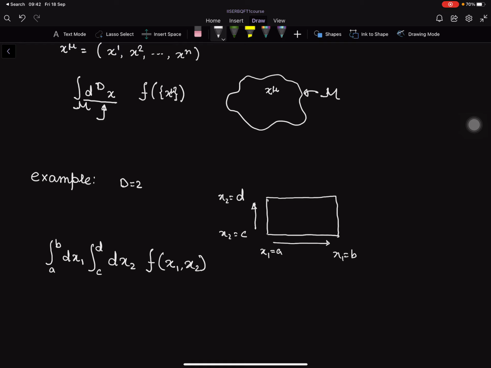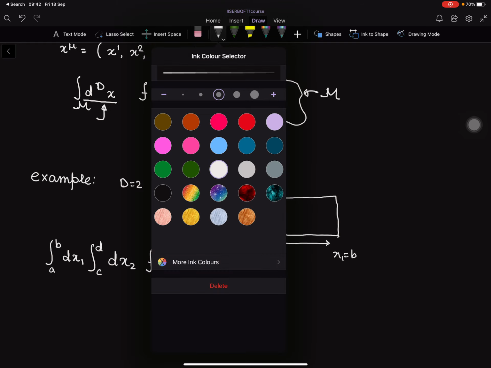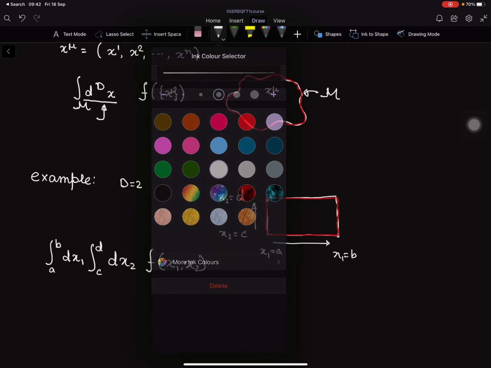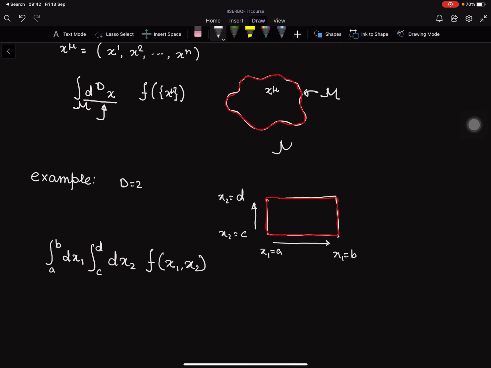Now you see, in both these cases, the space on which we are integrating has a boundary. So the space has a boundary. Let me try to draw it in red. Okay, so this means M has a boundary.